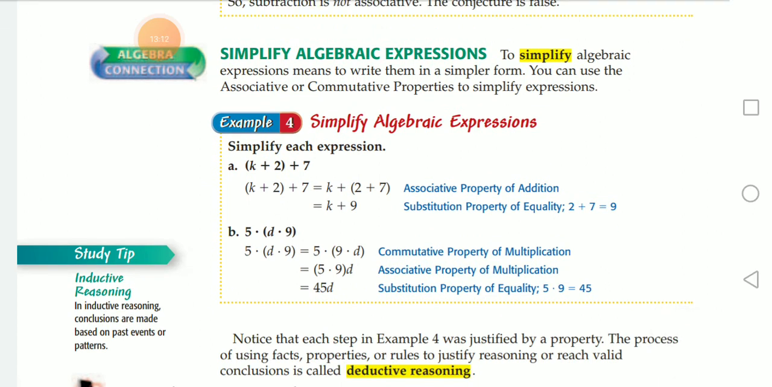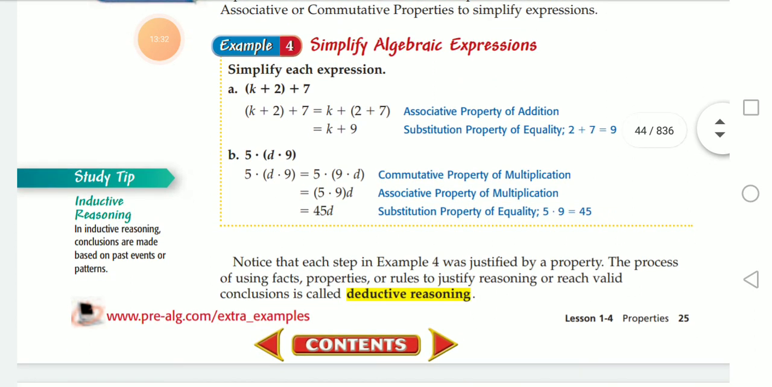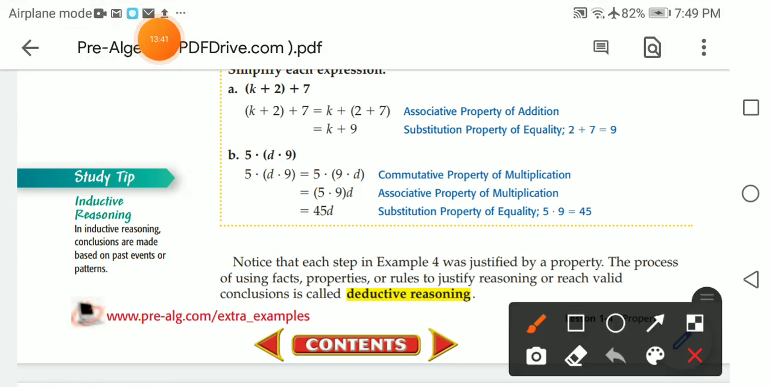Simplify algebraic expressions. To simplify algebraic expressions means to write them in a simpler form. So you can use the associative or commutative properties to simplify expressions. Simplify each expression. When I say k plus 2 plus 7, k plus 2 plus 7, what should I do now?